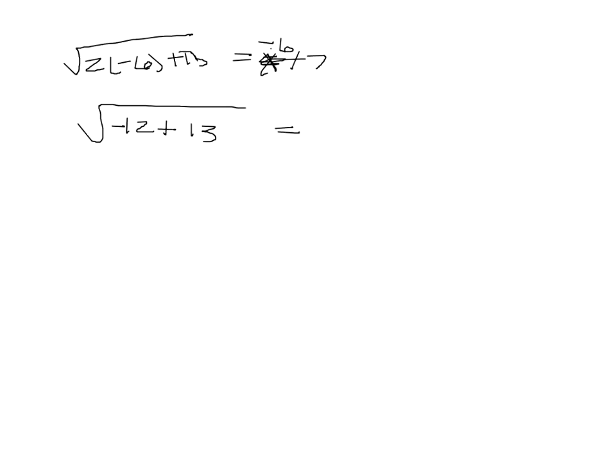Now, we check our solution in the original equation. Oh, and that's supposed to be replaced with minus 6. So we get minus 12 plus 13 equals 1. Minus 12 plus 13 is 1. This is a question mark. And we see that the square root of 1 is equal to 1.